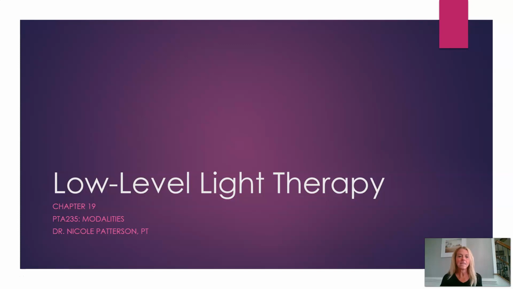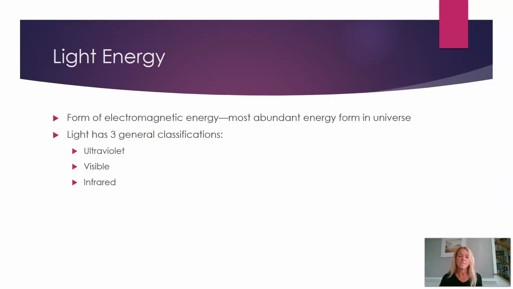Hi everyone, in this lesson we're going to go over low-level light therapy, or laser as it's referred to a lot clinically. This is chapter 19 in your book, and again what we're talking about is light energy. Light is a form of electromagnetic energy, and it is the most abundant energy form in the universe. It's why you're seeing people go around and trying to put solar panels on their houses and using solar energy and things like that. And we can use it for some therapeutic purposes as well.